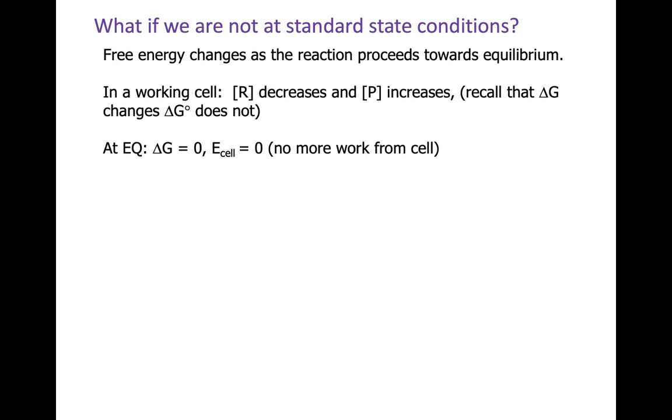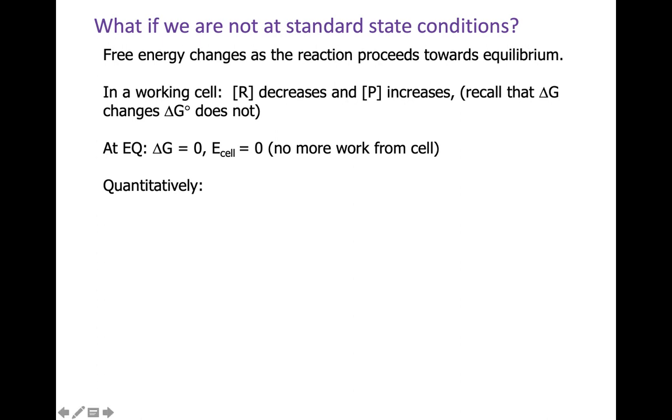As it proceeds, it works towards equilibrium, right? So at equilibrium, delta G is equal to zero. And if delta G is equal to zero, then our cell potential is equal to zero, and we can no longer get work from our cell. Our reaction is done. It's what we call a dead battery, right? We have to charge the battery up, which is really reversing the reaction to repopulate the amount of reactant and take away the amount of product so that the reaction can happen in the spontaneous direction all over again.